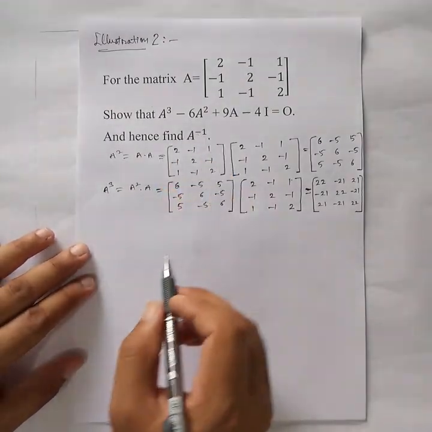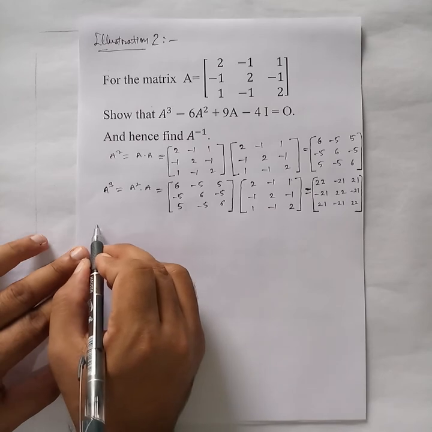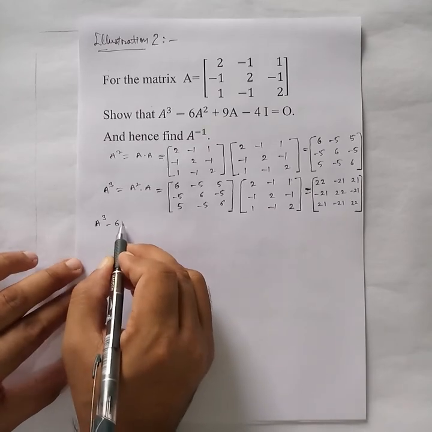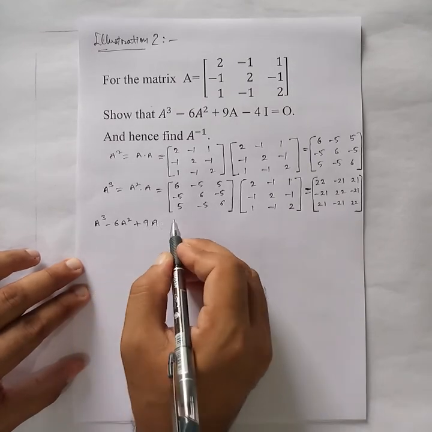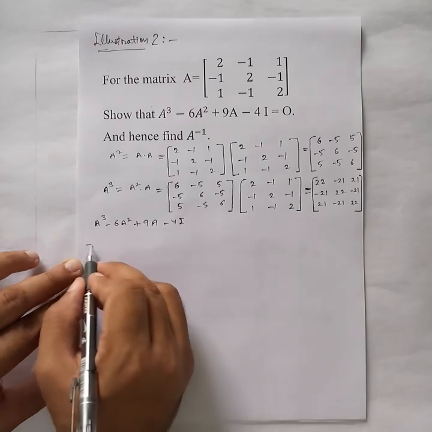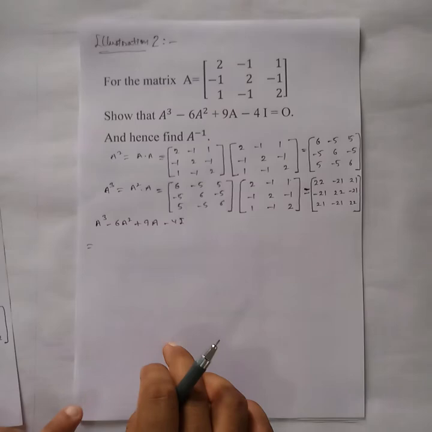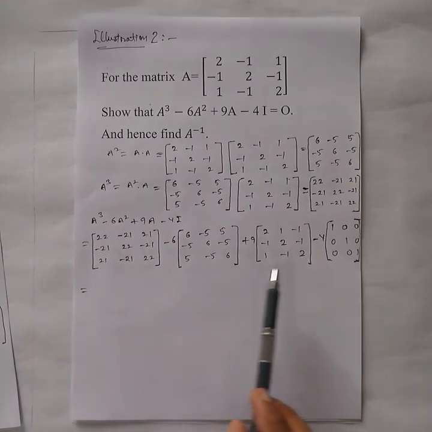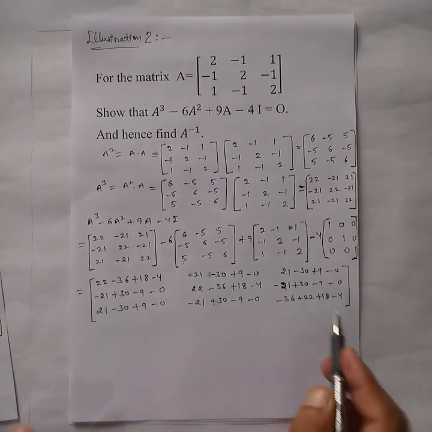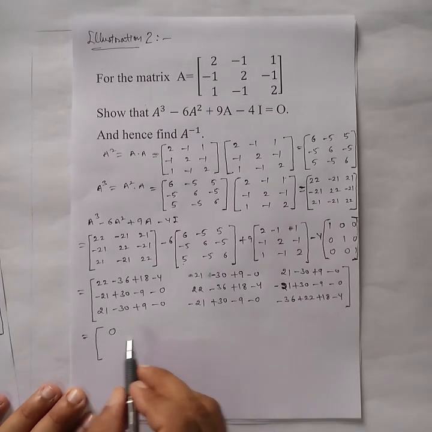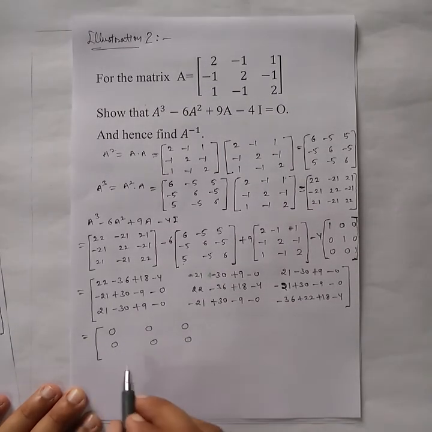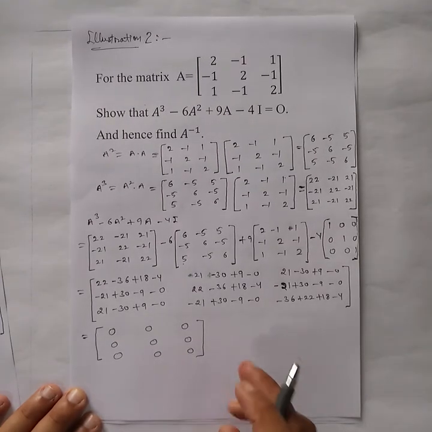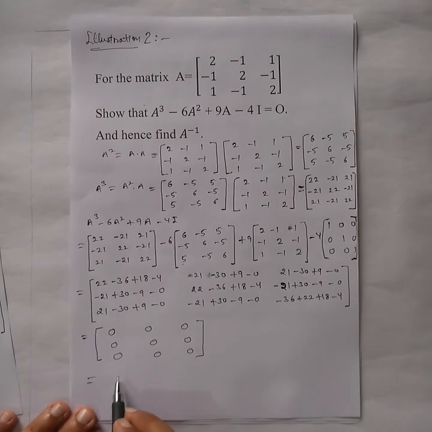Now write down the left hand side of the first part. It is A cube minus 6A square plus 9A minus 4I. Now put the values of A cube, A square, A and identity to solve it. Putting the values, we get this expression. Now we have to simplify this expression. So on solving this matrix we get 0 0 0 0 0 0 0 0 0. So the first part is verified. This is equal to the 0 matrix.